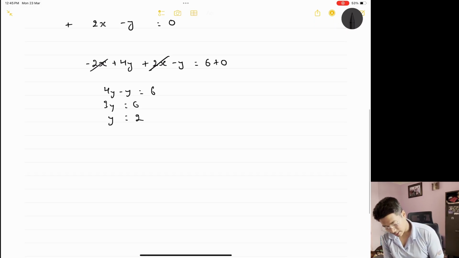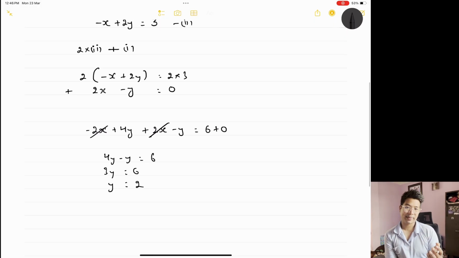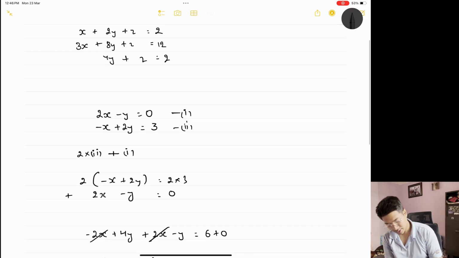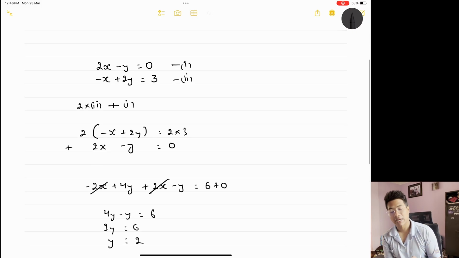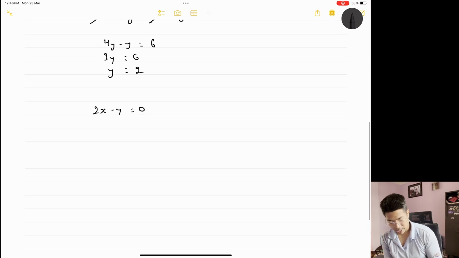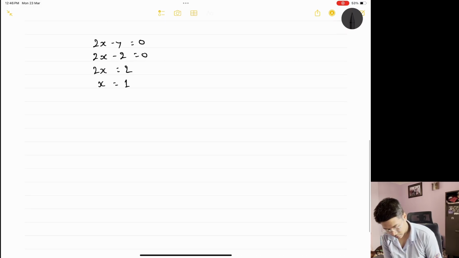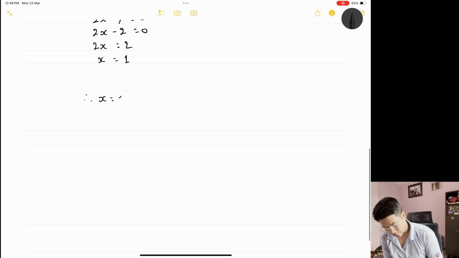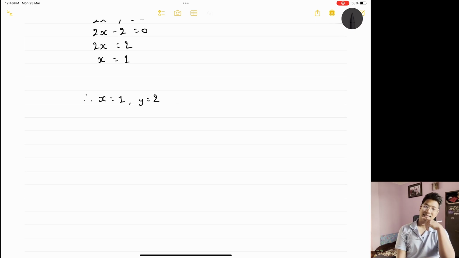Now, because I have the value of y, I go back to one of these equations and put that value in. For example, let's take this equation, 2x minus y is 0. If I know that my y is 2, then my x would be something like this. Therefore, I come up with x is equal to 1 and y is equal to 2. And that is how you would solve this equation.